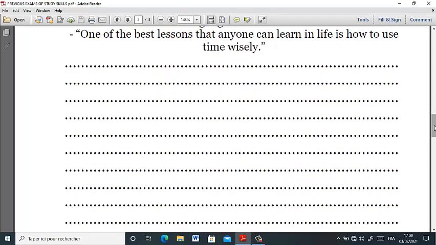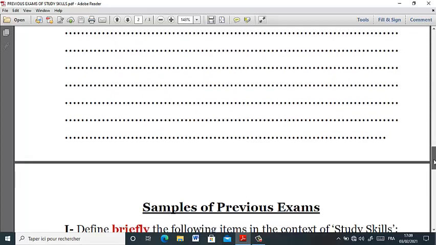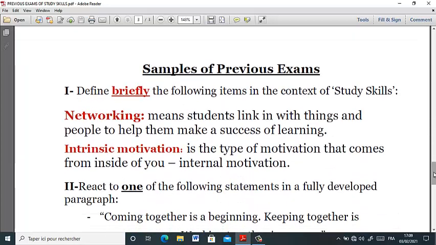So here you have a limited space to write your paragraph. So now we will move to the correction of this exam. So the first question, as we said, define briefly the following items in the context of study skills. Networking means students linking with things and people to help them make a success of learning. Alright? Intrinsic motivation is the type of motivation that comes from inside of you, internal motivation.